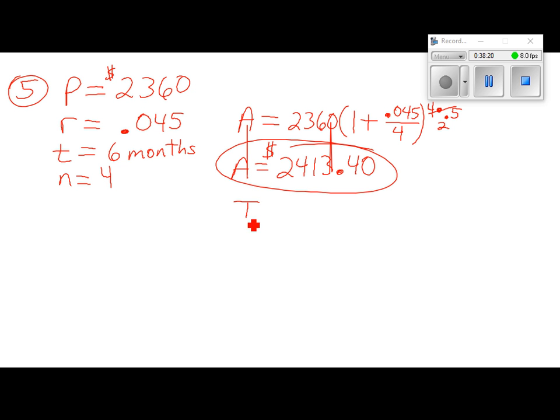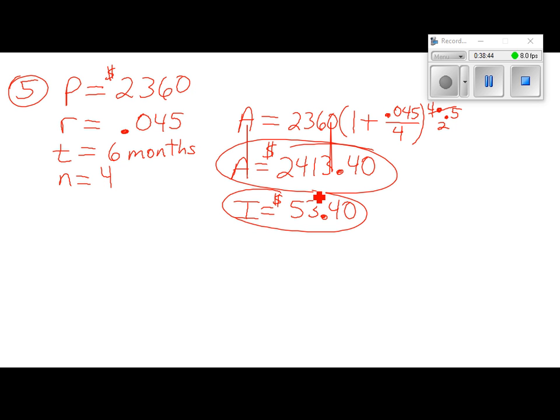How much interest did this person earn? Now you don't have to actually use your calculator, you can just do it in your head. What do we do to figure out how much interest? Subtract this minus the original principal. $53.40. Everybody agree with that?